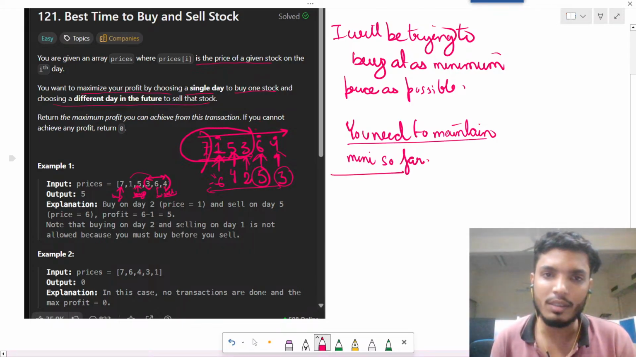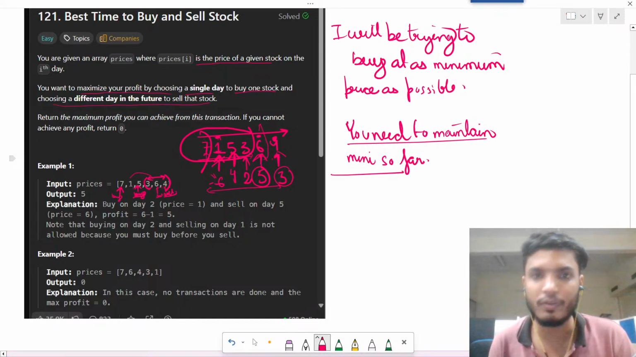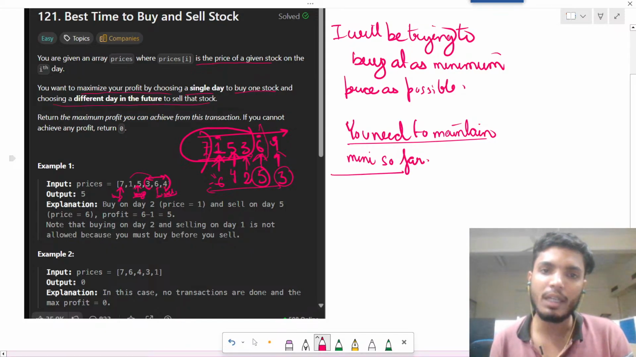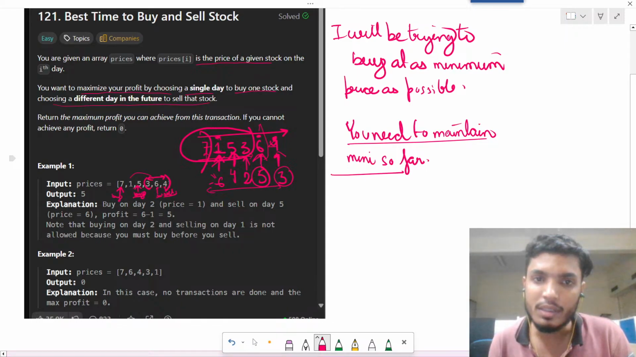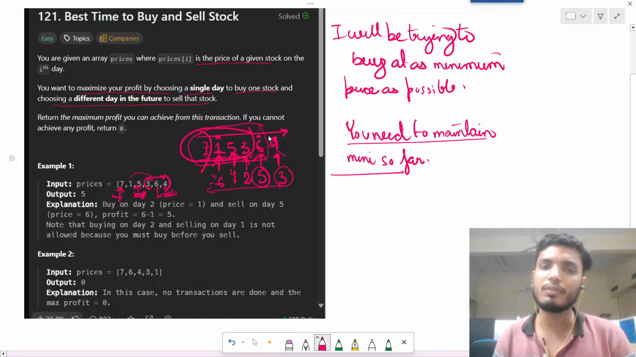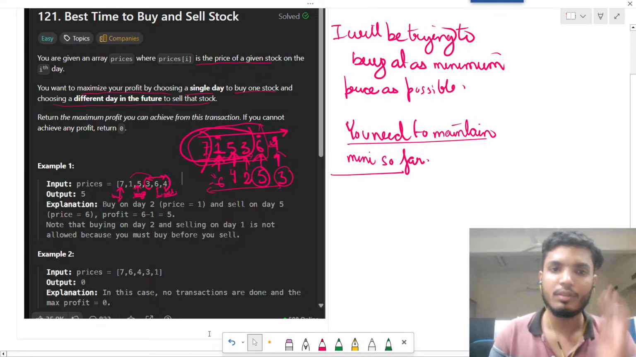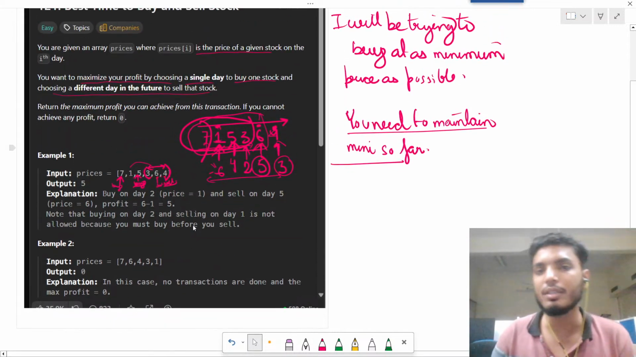Okay, suppose I am at this point, so I have to maintain the minimum so far. Otherwise, what was happening: if I am selling at this point, I was checking from here to here, so there was too much redundant checking being done. So how to write this? This is the whole thing.